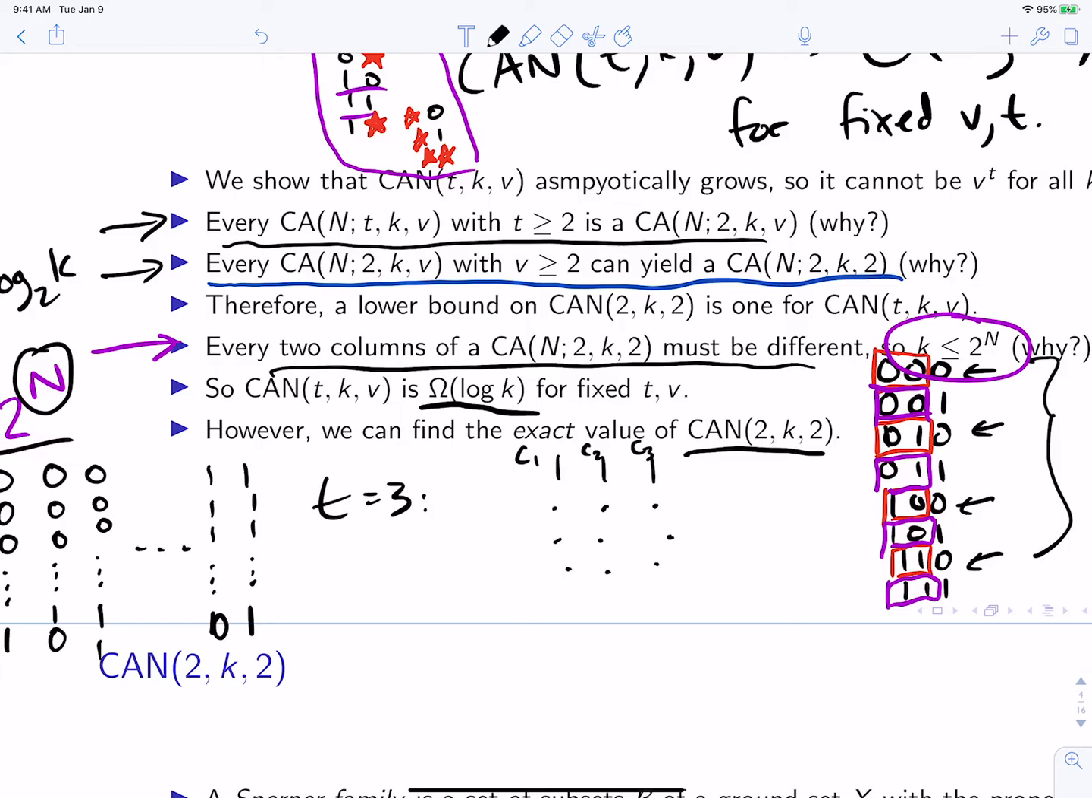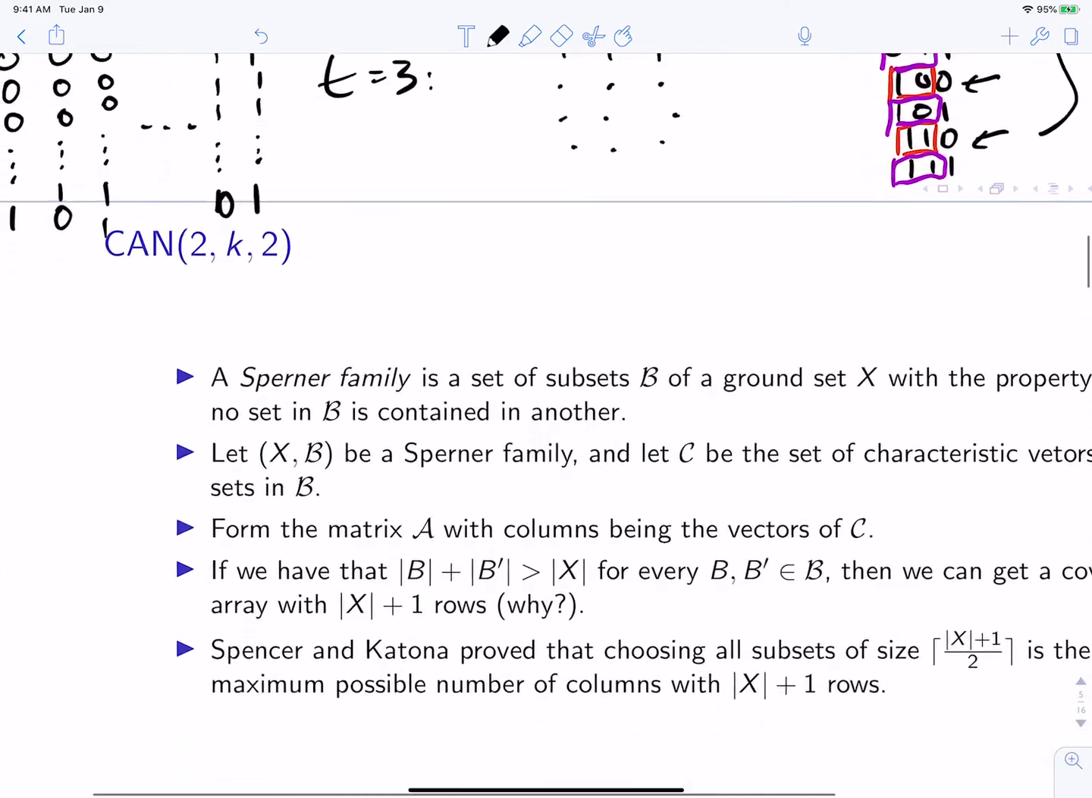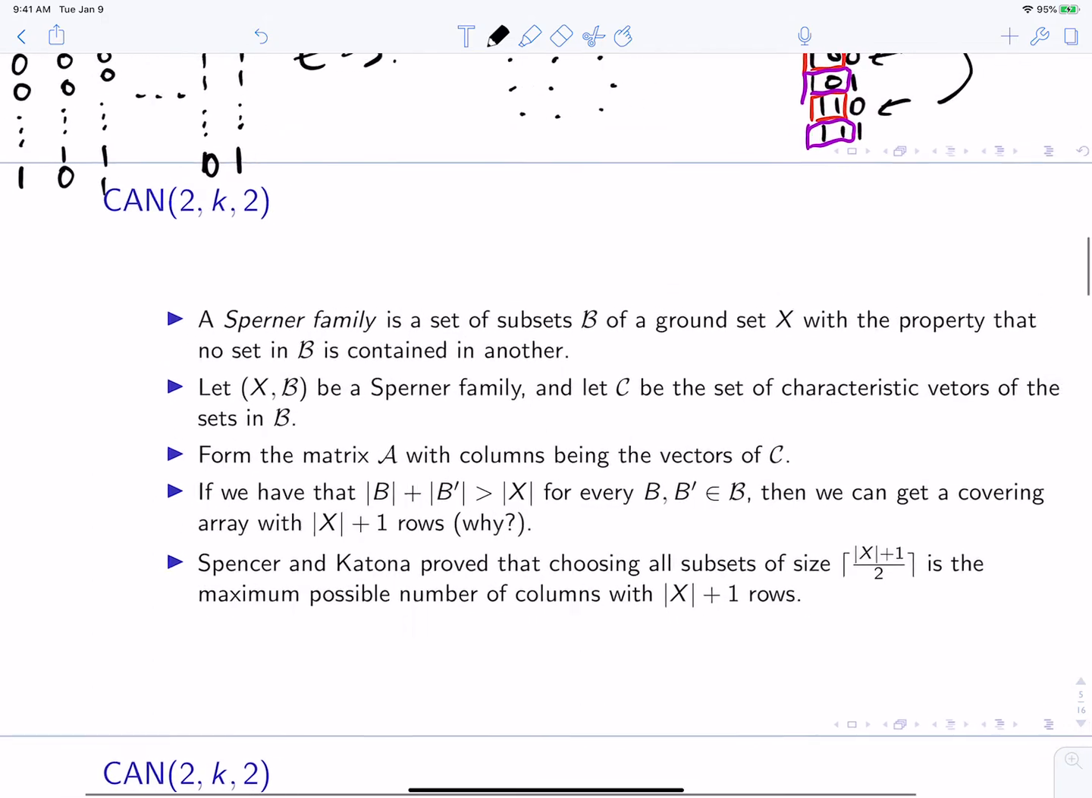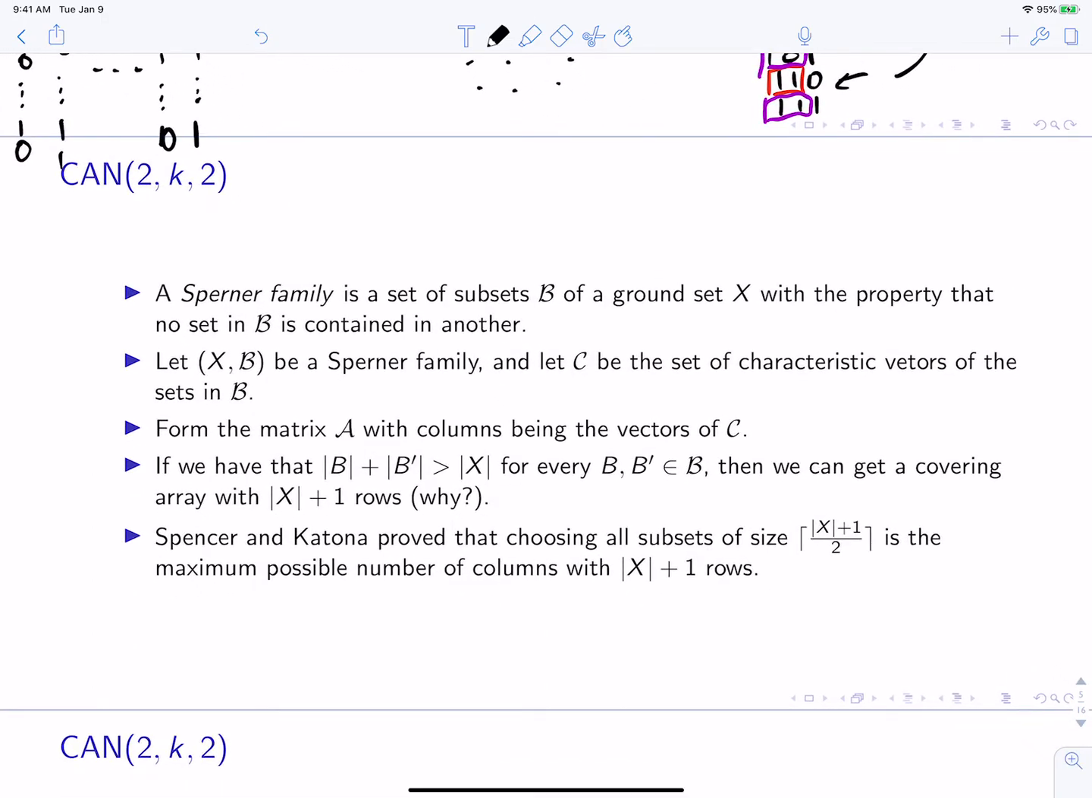Okay, so let's talk about 2k2. In fact, we know the exact number of rows that's optimal for every choice of columns. So you can say that this case is solved in some sense.